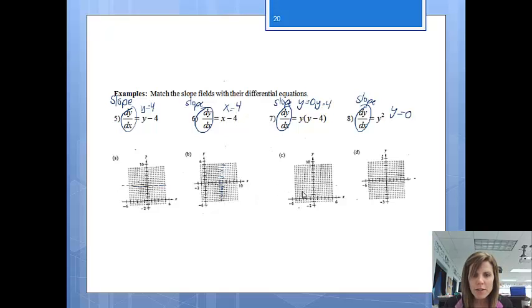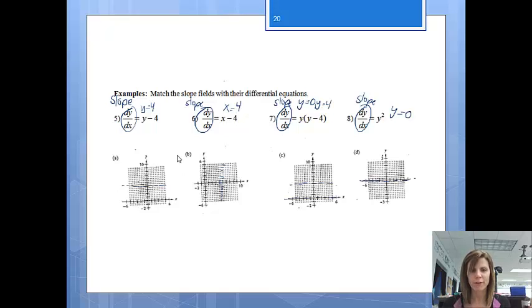On C, I think I see it in two places. First of all, I see slopes of 0 at 4, and it's kind of hard to see, but I also see slopes of 0 at 0. And then my last one, it's kind of hard to see again, but it looks like they're getting really small over towards y equals 0. So I believe that would be at y equals 0.